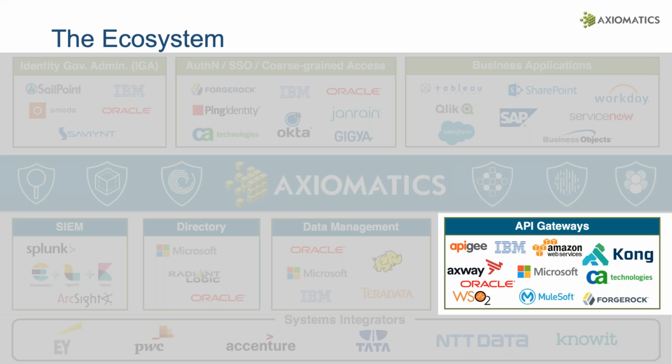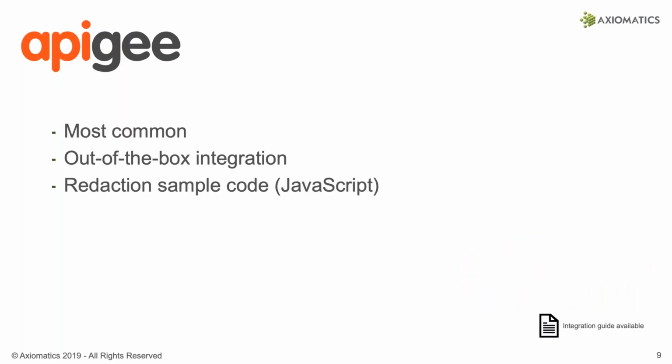The API gateway will essentially intercept the call, and we have to call an authorization engine to authorize that. We are going to specifically look at Apigee today. Part of that decision for this webinar is that it's probably one of the most common API gateways that we come across at Axiomatics from an integration perspective and what our customers use.